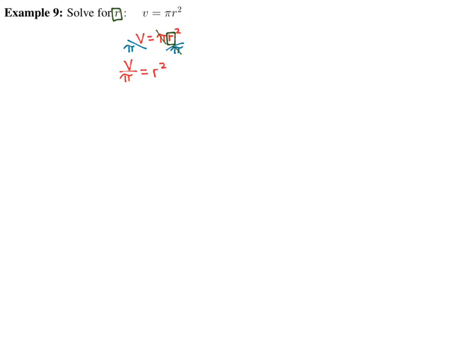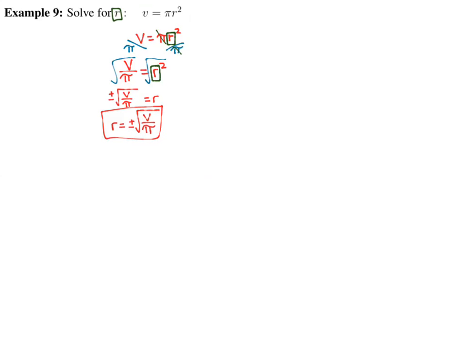Now the trick is you got to get rid of the squared, and the way to undo squaring, this might be new for you, is to do the square root on both sides. Square rooting is the opposite idea of squaring. And so the square root of V divided by pi equals r.